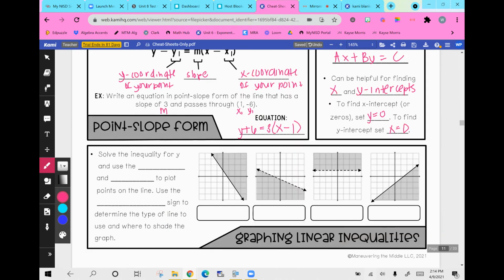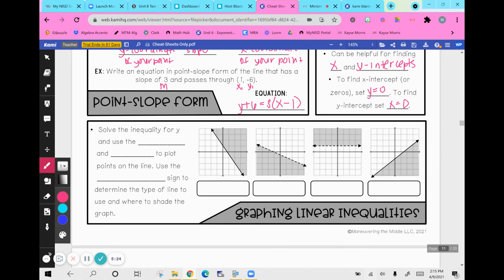All right, let's get back over here. And the last thing that we want to look at is this graphing linear inequality. So it says solve the inequality for y and use the y-intercept and the slope, because when you solve it for y, you end up in slope-intercept form, to plot the points on the line, okay? Use the inequality sign to determine the type of line to use and where to shade the graph.